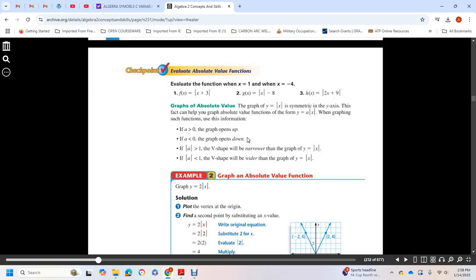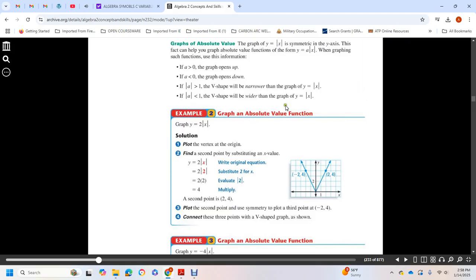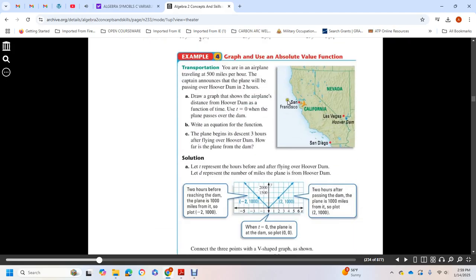To graph the same function, use this information. If a is greater than 0, then the graph opens up. If a is less than 0, the graph opens down. If the absolute value of a is greater than 1, the V-shape is narrower than the graph of y equals the absolute value of x. If the absolute value of a is less than 1, the V-shape is wider than the graph of y equals the absolute value of x.